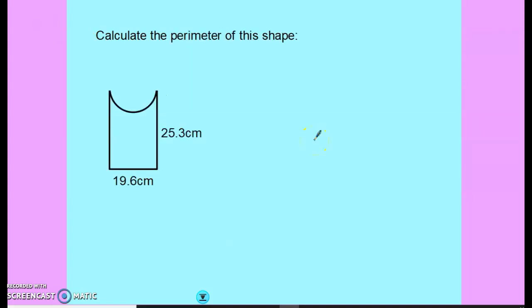Okay, try a different shape then. This time we've got a rectangle with a semicircle cut out. I want to calculate the perimeter. So again, perimeter, distance around the outside. Imagine you're walking around it and add up. So we get 25.3, add 19.6, add 25.3, add on, and we need to work this bit out here.